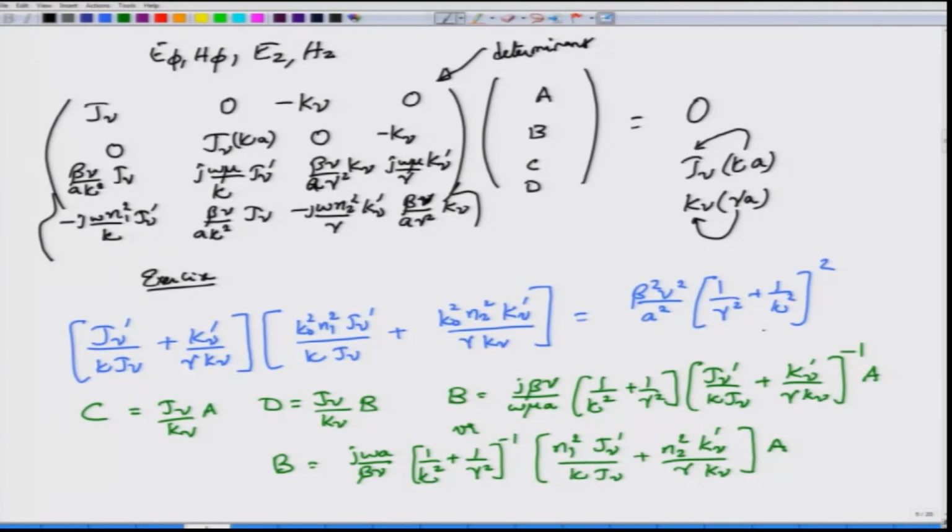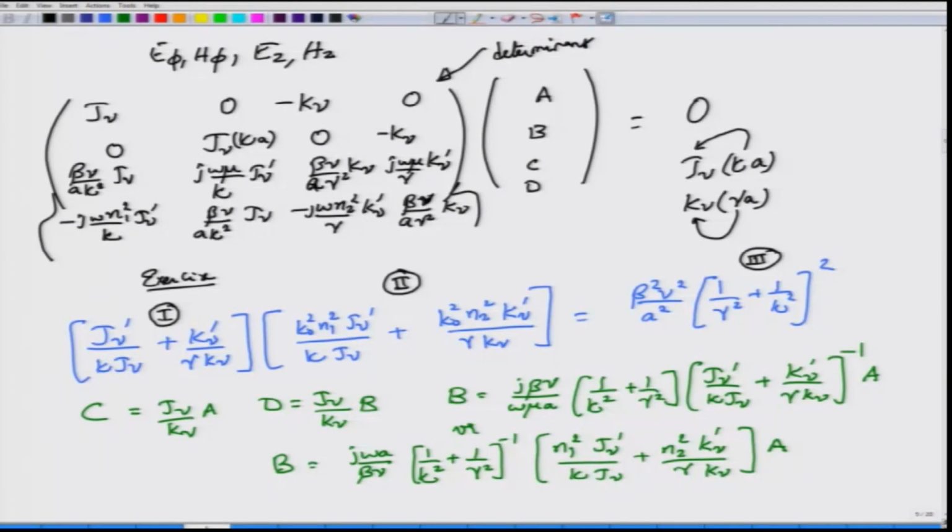It is a complex looking expression, no doubt about it, but if you look carefully you will notice some kind of a structure. For example, the term that I have here in the first bracket, which I will call term 1, I will put a small circle around it just to show that this is not I, this is term 1, and the one that I have written here is term 2. And I can write this 1 by gamma square plus 1 by kappa square as term 3.